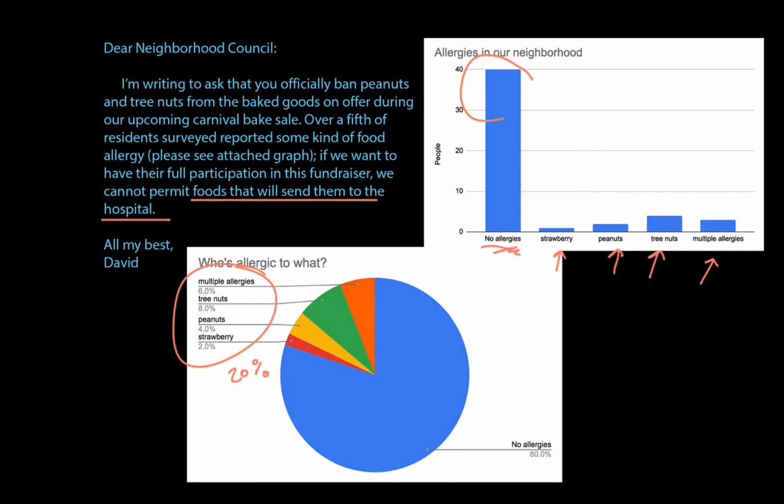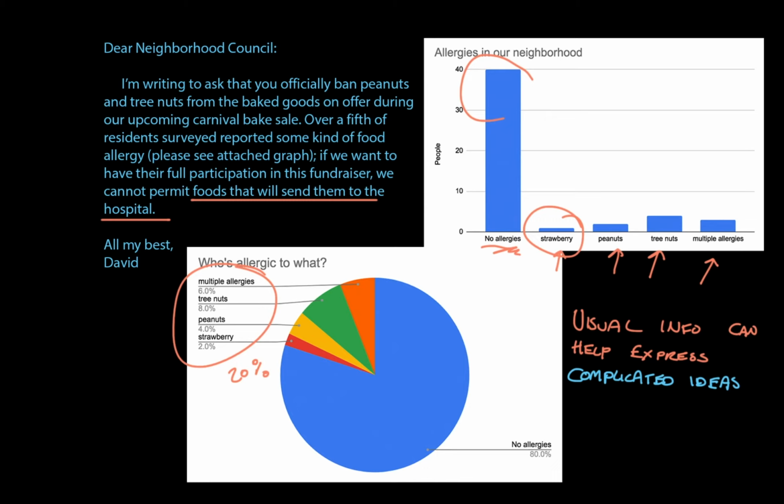And something that's in the graph that isn't in the letter is the breakdown of allergies by type. Maybe the council could decide that the one person with a strawberry allergy is an acceptable risk, and that strawberry baked goods are kind of obvious looking and easy to avoid, in a way that brownies with walnuts in them aren't. This visual information allows the neighborhood council to get my point more efficiently than just the words alone. It helps me express a sort of complicated idea, that peanuts and other allergens in the bake sale might constitute too much of a risk to my neighbors, and that they shouldn't be allowed.